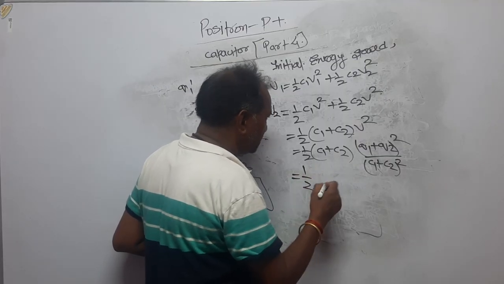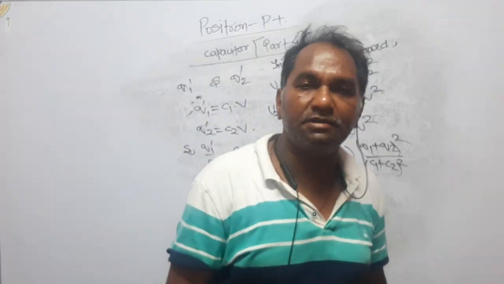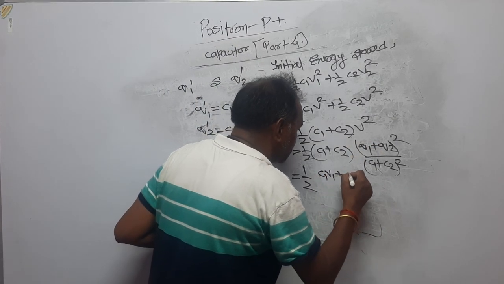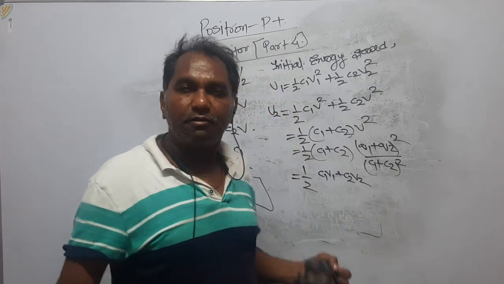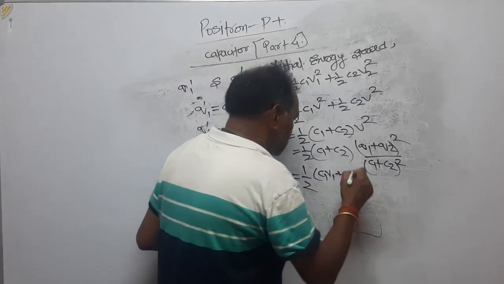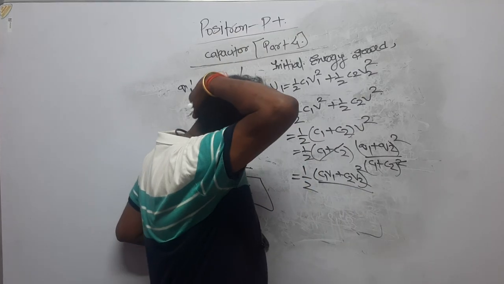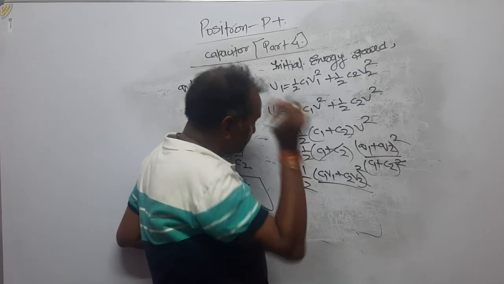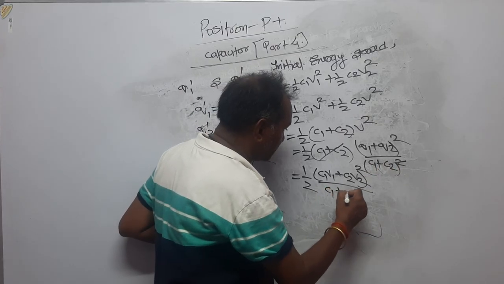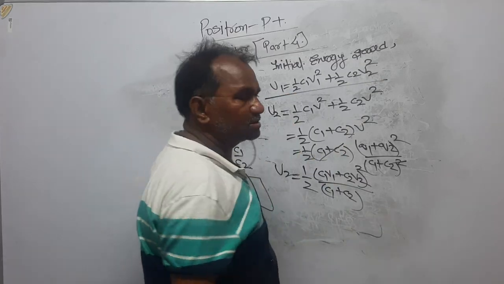Now dear student, Q1 and Q2 are the initial charges on the two capacitors, so you can write Q1 is C1 V1, Q2 is C2 V2. Initially Q is equal to CV, the capacitance is C1 and the potential initially was V1. Squaring, and you can cancel one of the brackets and you would be left like this. Now dear student, U1 is this much and U2 is this much.